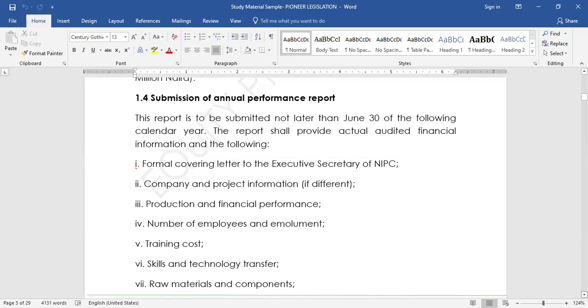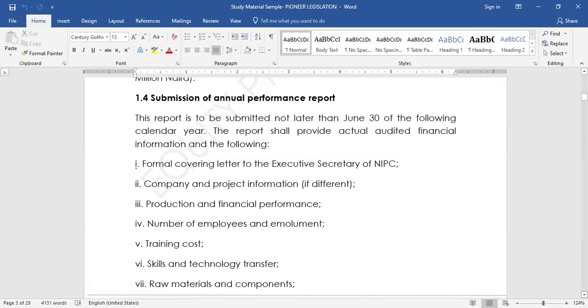Production and financial performance. Their production performance. How many units of goods did the company produce in that year during the pioneer period? In terms of performance, how much profit does the company make during the year?